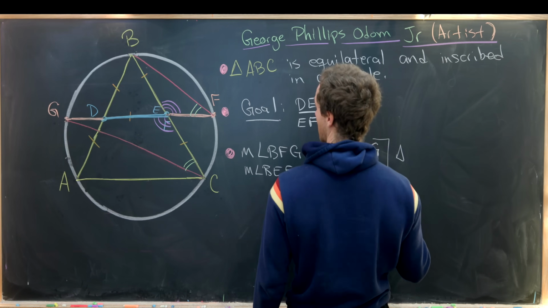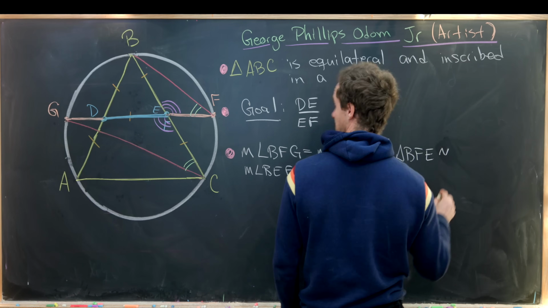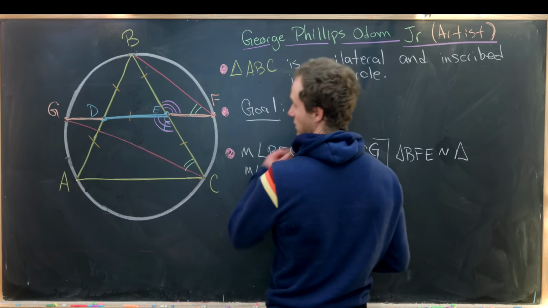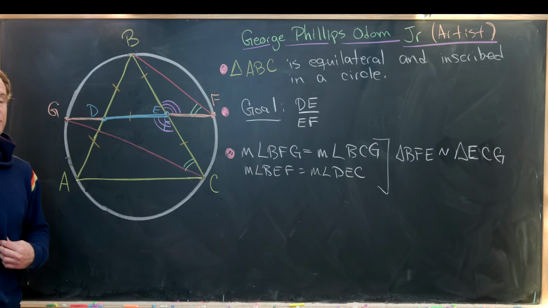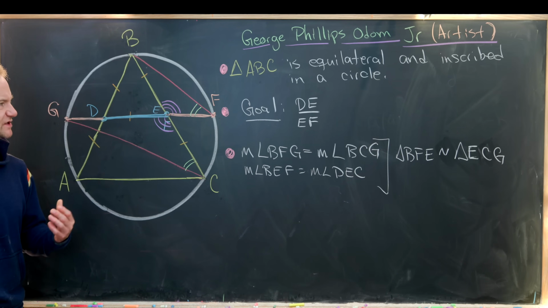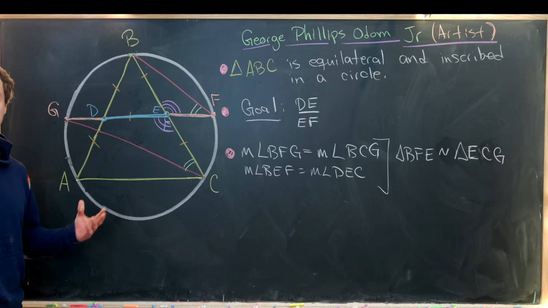So let's write that down. We have the triangle BFE is similar to triangle, let's see, it was ECG. And now that we've got this result involving similar triangles, we can start to write down some ratios involving the sides. So let's do that.